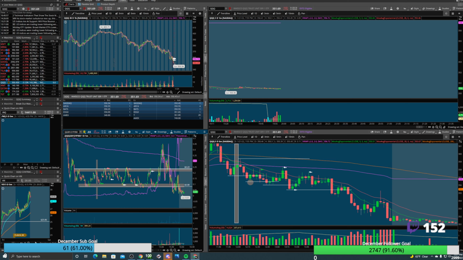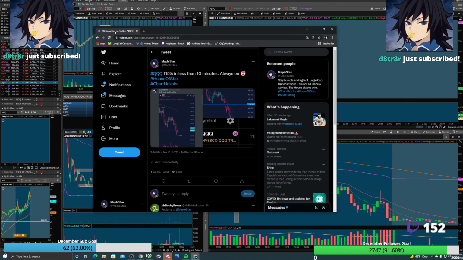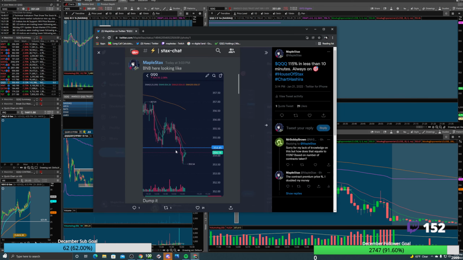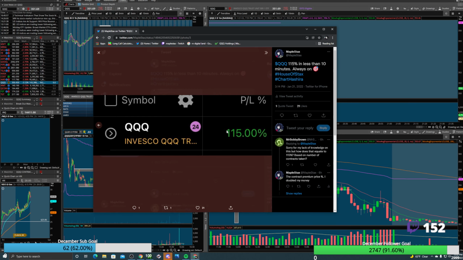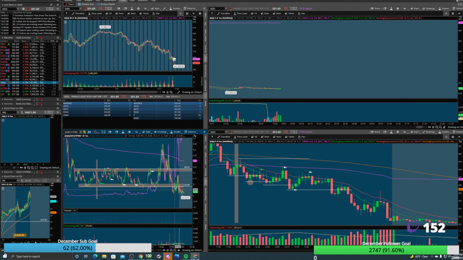Right here, right? 115% in less than 10 minutes on QQQ. Okay? Right there, we took the 350s, this contract here, bottom about 10 cents, flipped it all the way down, made 150% after the breaking base, the 90 EMA rejection, and it shoves all the way down. But you will run into theta decay.